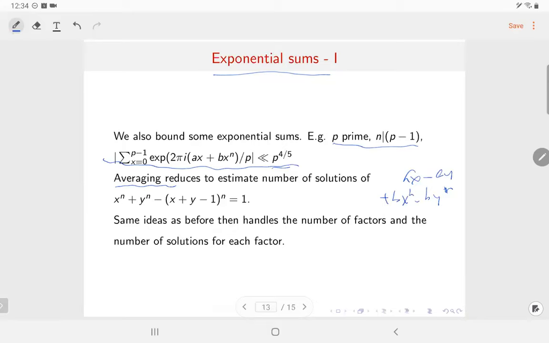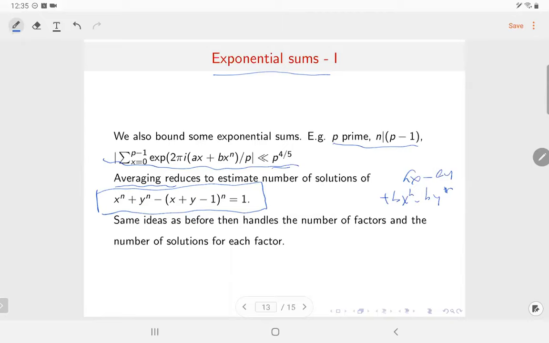And so we reduce to looking at the number of solutions of this kind of equation. So again, this is a unit equation, right? If you want to count the number of solutions, so I'm getting ahead of myself, you want to count the number of solutions of this equation.